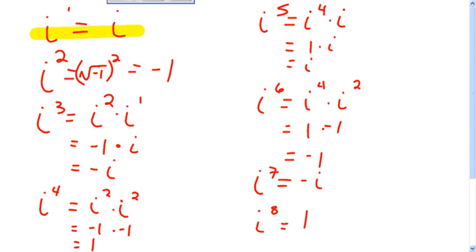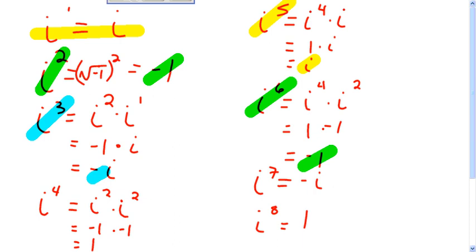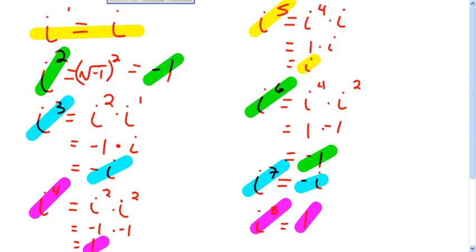i to the first is i. i to the fifth is i. i to the second is negative 1. i to the sixth is negative 1. i to the third is negative i. i to the seventh is negative i. And then lastly, i to the fourth is 1. Ooh, that's kind of dark. i to the eighth is also 1. It keeps repeating. If I did i to the ninth, it'd be i again.